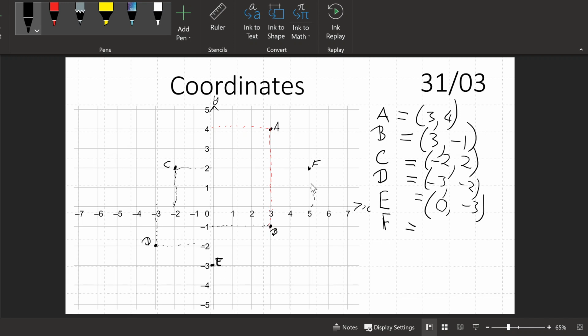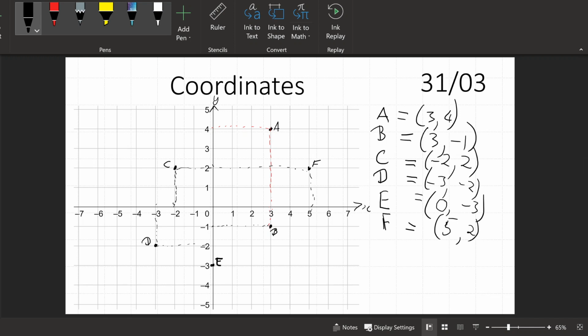And let's just finish off with F. Again, we're back in that first quadrant. We've got a 5 here, a 2 here. X value first, Y value second. Fantastic. Okay, so we can name values. We can name coordinates given it on a graph.